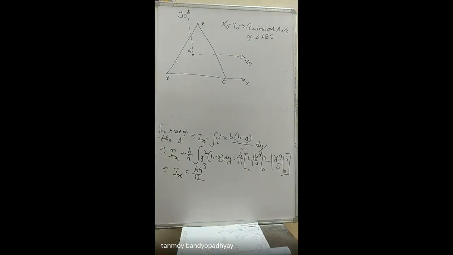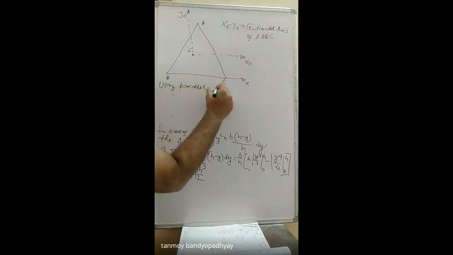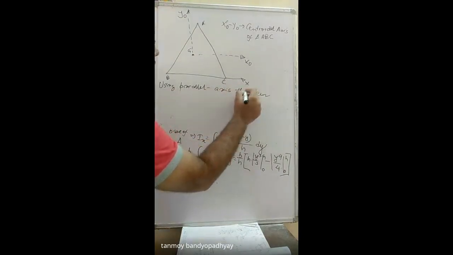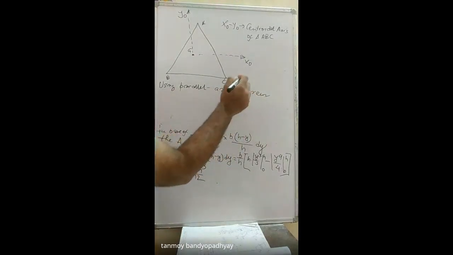So what will be Ix0? Let's just write down using the parallel axis theorem. So what are the axes we are considering? The first axis is x and another one is x0.